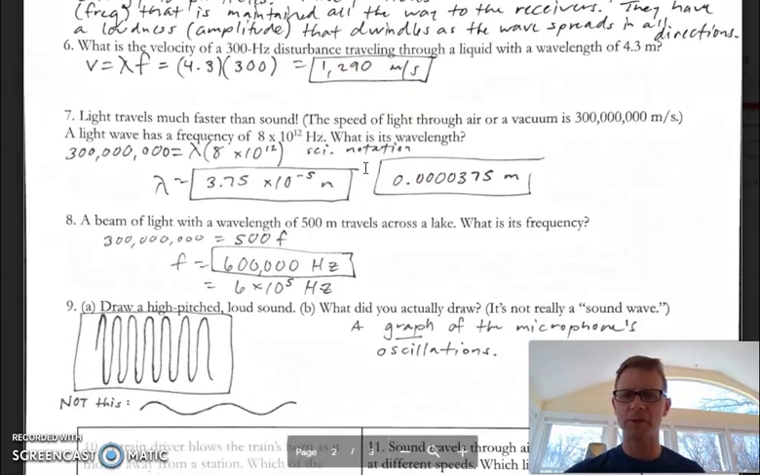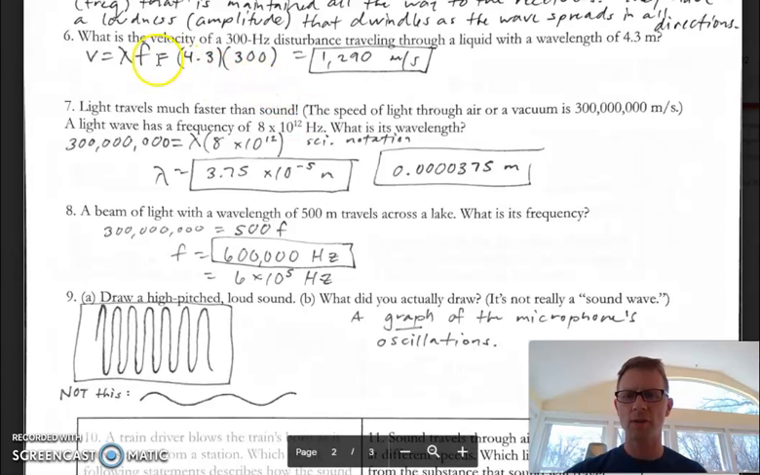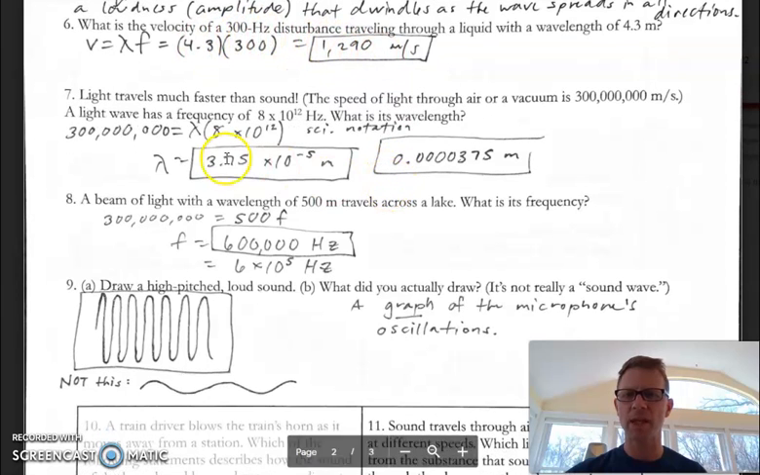Here comes a bunch of v equals lambda f questions. So you just have to recognize wavelength and frequency. In this case, I multiplied and they asked me for the velocity. In this case, I divided because they were asking me for the wavelength. You put the numbers in, velocity, frequency. You've got to be able to do that on your calculator with scientific notation. Divide by 8 times 10 to the 12th.